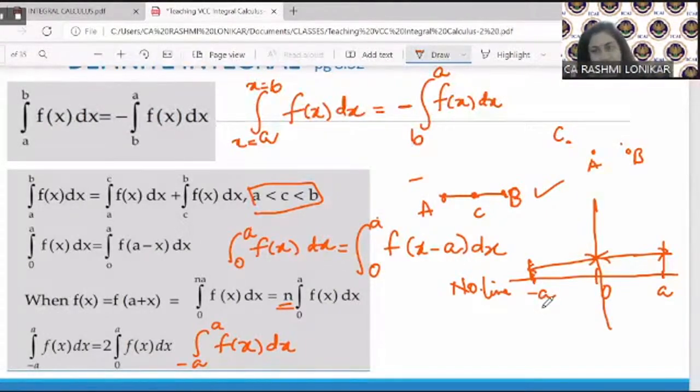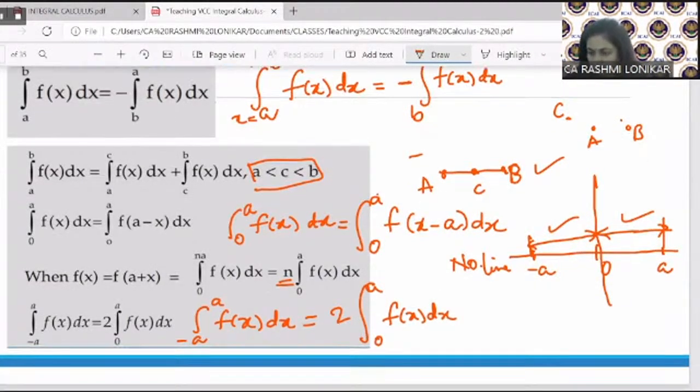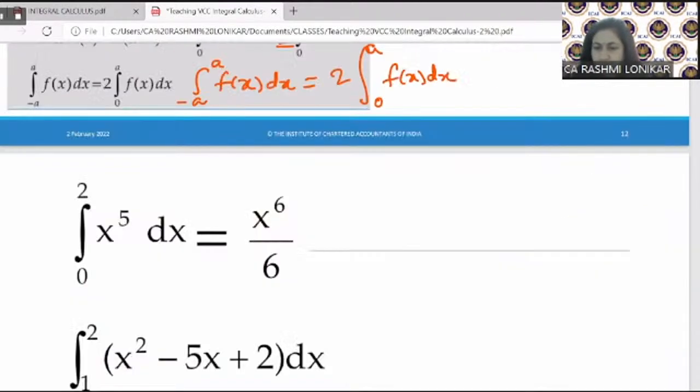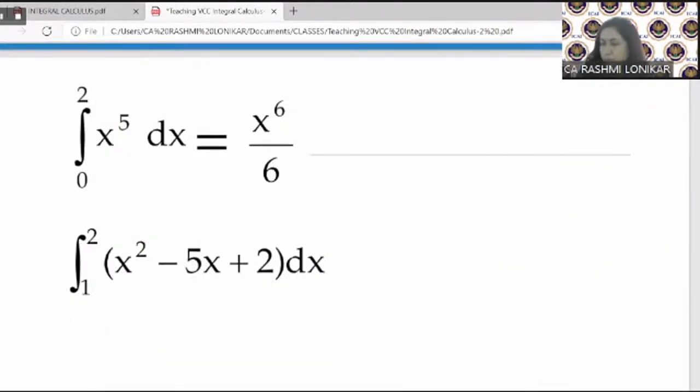So same thing. This is a particular case of this first formula. This is saying that I should find integral from minus a to 0, origin, and origin to plus a. So instead of doing that, if I just find it for one, that is 0 to a, I just have to multiply it by 2. Why? Because this integral and this integral will be equal. So this is equal to 2 times integral 0 to a of f(x) dx. Okay. Hope you've understood here.